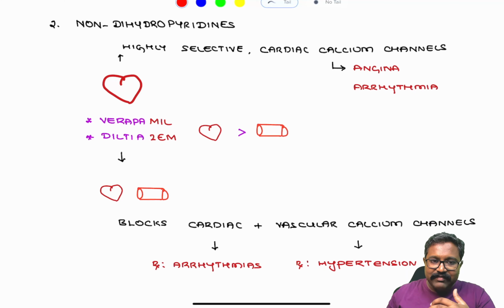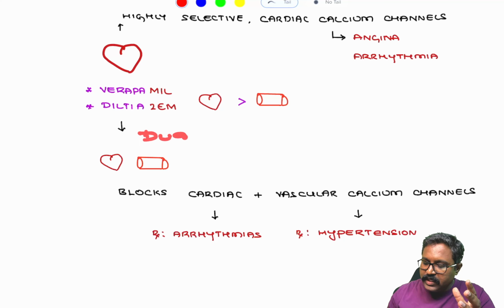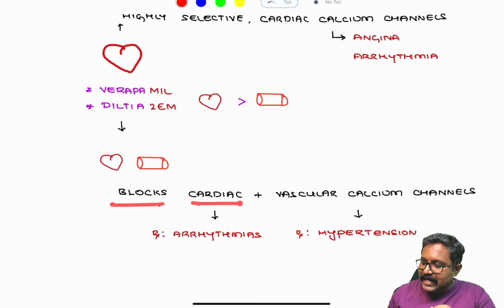On the other hand, we have diltiazem. So diltiazem, you can remember D4, it has got dual action. It also acts on both heart as well as the vascular smooth muscles. So it is going to block the cardiac as well as vascular calcium channels.